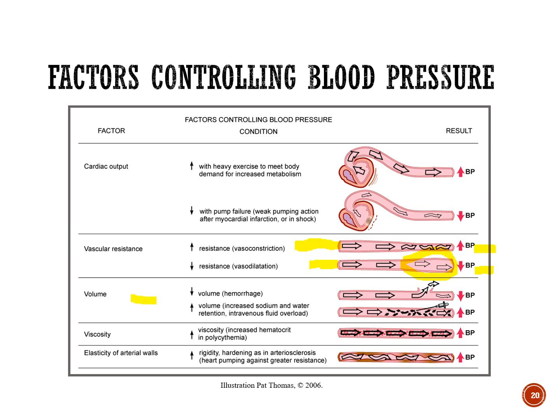Now let's look at volume. If there's a decreased volume, such as if a patient is hemorrhaging and losing volume, possibly from a surgery, or maybe they got severely cut, that's going to cause the blood pressure to drop. Now, if they have an increase of volume, such as an increase of sodium and water retention, or intravenous fluid overload, what's going to happen? Their blood pressure is going to rise. So they have an increased volume. So that's how you read this.